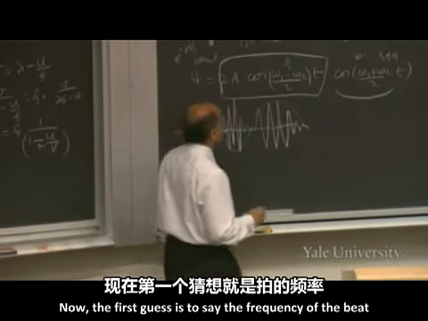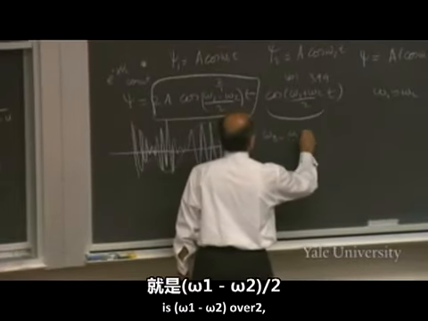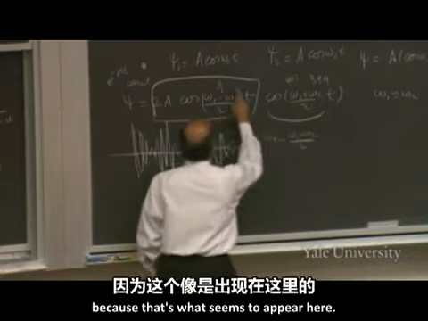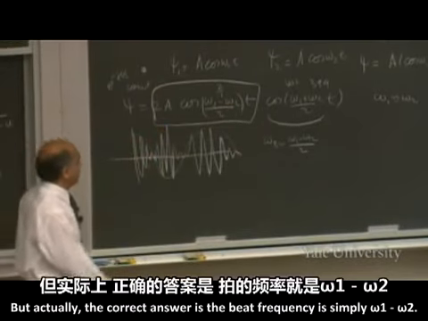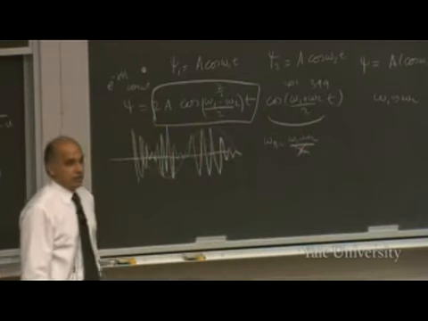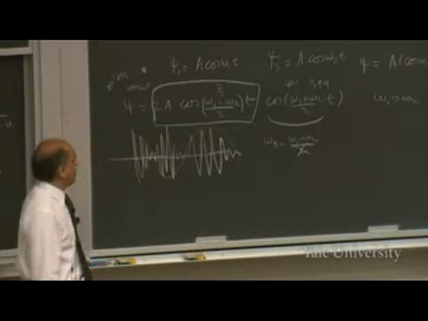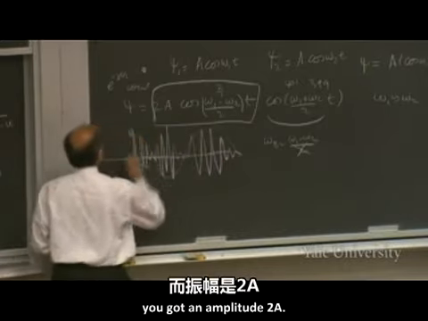Now, the first guess is to say the frequency of the beat is omega 1 minus omega 2 over 2, because that's what seems to appear here. But actually, the correct answer is the beat frequency is simply omega 1 minus omega 2, and I will tell you why. At t equal to 0, when the cosine had a value 1, you got an amplitude 2a.